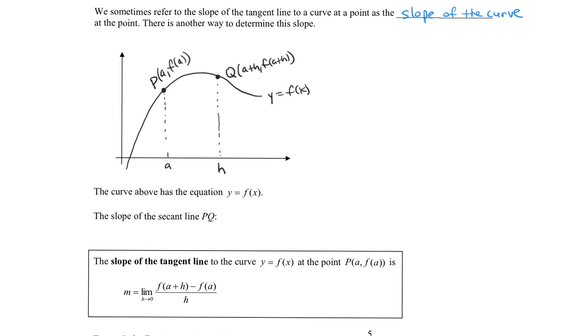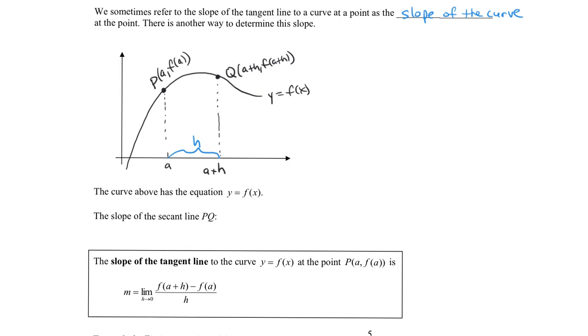And then what we're going to do is we're going to come over a little bit here. We're going to come over this distance h, and that will give us this point over here, which is going to be A plus h. So here's A, we go over h units to get A plus h. So then this point Q has an x coordinate A plus h, y coordinate f of A plus h.